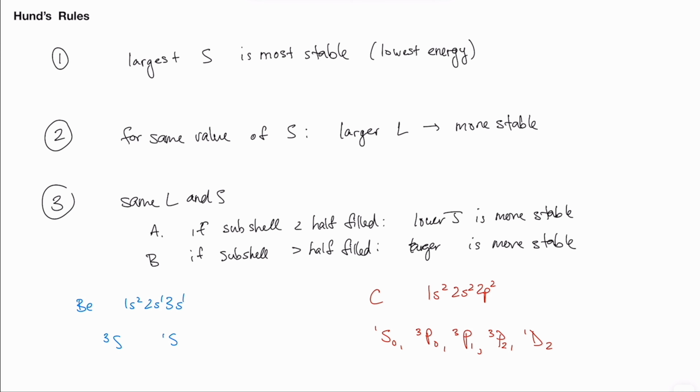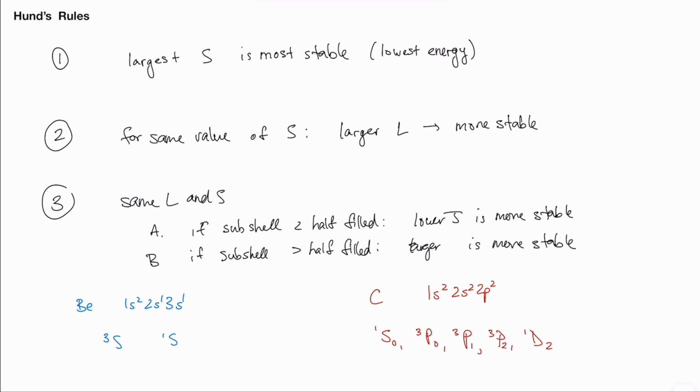And so now we can apply the first rule, and we can see that these three in the middle should be the most stable, right? These have the highest value of S. So the singlets will be higher in energy, less stable than the triplets. But then we need tiebreakers inside of here. So next we go to L, and they all have the same L value. So that doesn't help us. And then we need to go to one more level to get another tiebreaker.